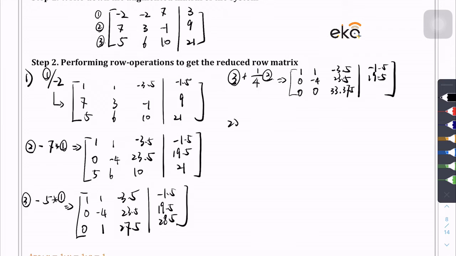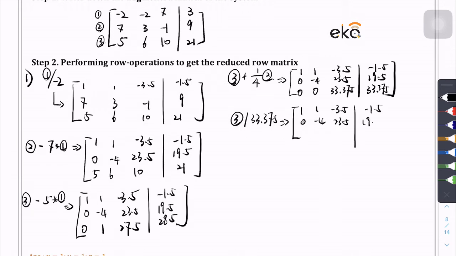Then 28.5 plus 1/4 of 19.5 is 33.375. Then the next step is the third row divided by 33.375, which gives 1, -3.5, -1.5, 0, -4, 23.5, 19.5, 0, 0, 1, 1.